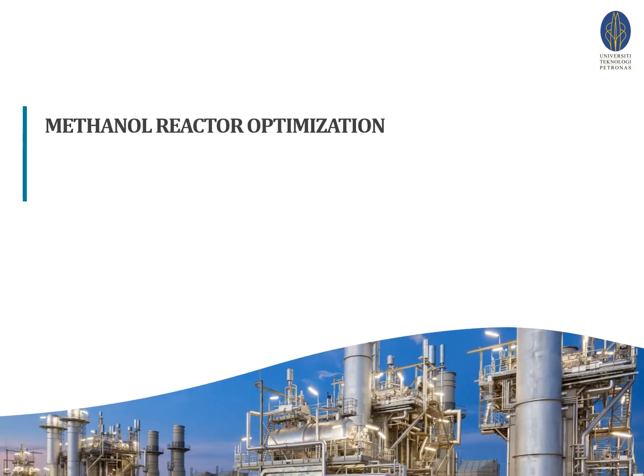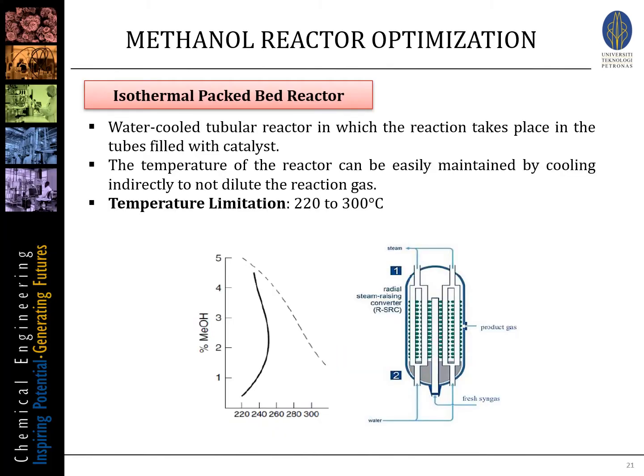So now I'd like to talk about the methanol reactor optimization. The type of methanol reactor that has been proposed in this design is an isothermal packed bed reactor. It is a water-cooled tubular reactor in which the reaction takes place in the tubes filled with catalyst. The temperature of the reactor can be easily maintained by cooling indirectly so as not to dilute the reaction gas, and the temperature limitation for this reactor is from 220 to 300 degrees C.